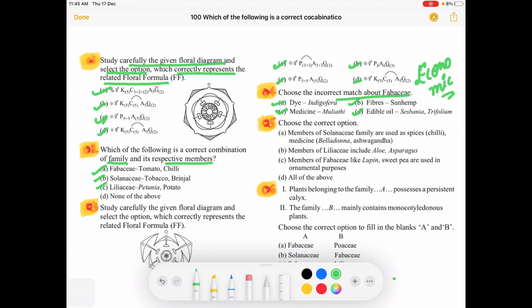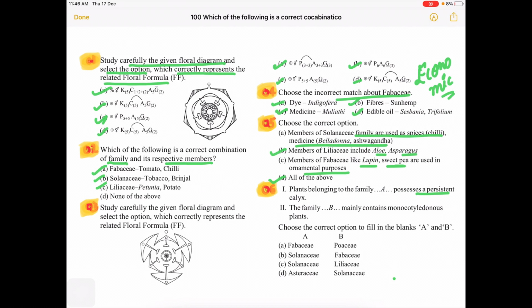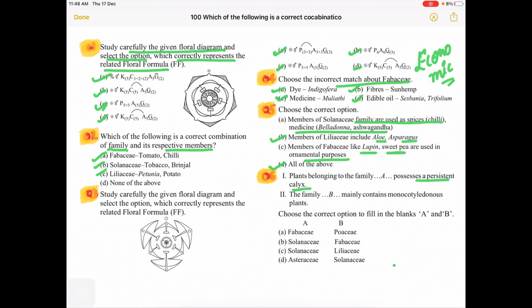Choose the correct option. Members of Solanaceae family used as spices, medicine. Members of Liliaceae include aloe, asparagus. Members of Fabaceae like lupin, sweet pea are used for ornamental purposes. Or all of the above. Once you are clear with the Solanaceae, Liliaceae, Fabaceae, it is easy to go with this question. Next question is, plants belonging to the family dash possess a persistent calyx. We have just done it.